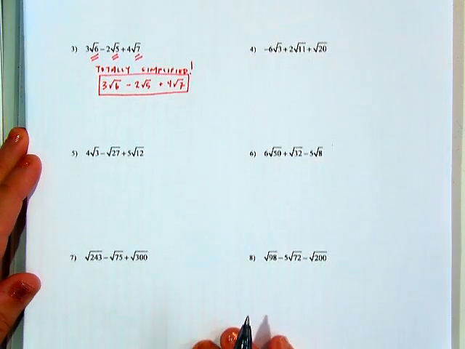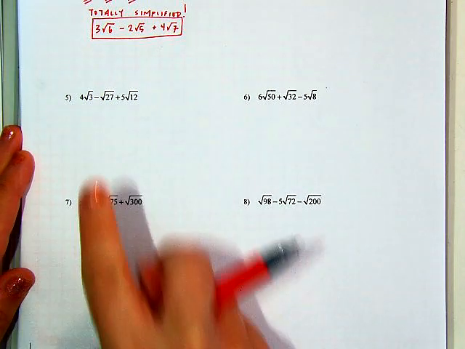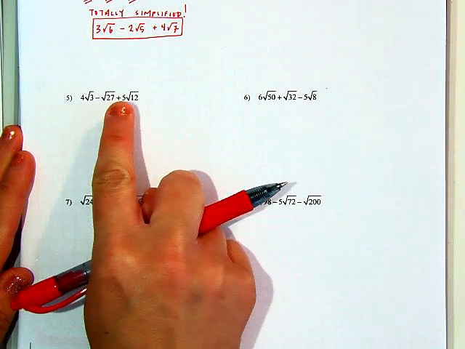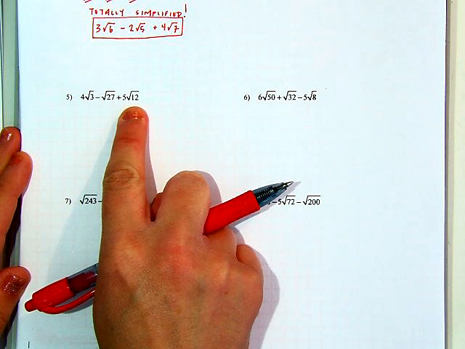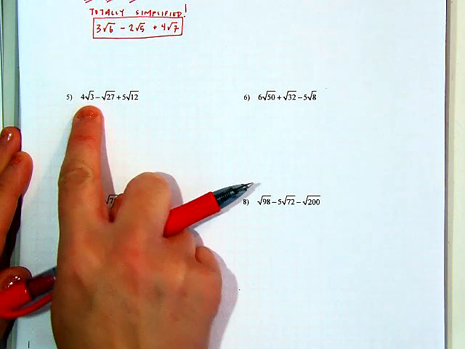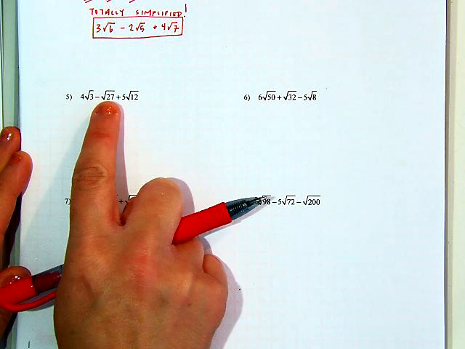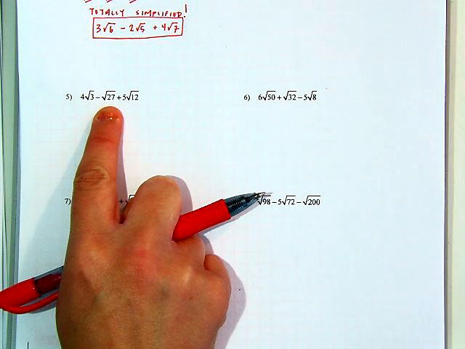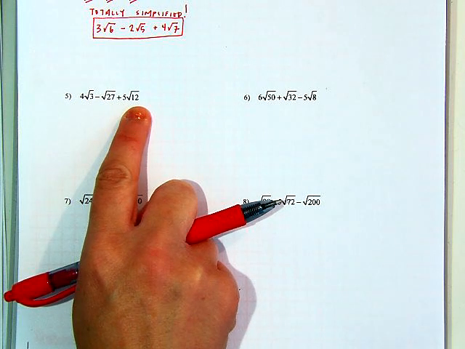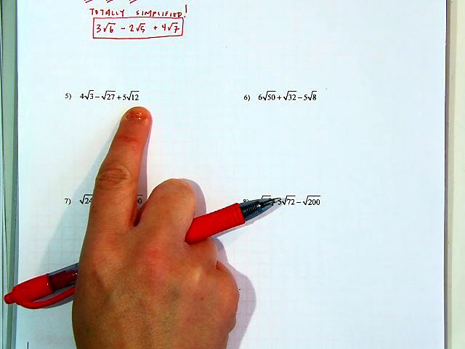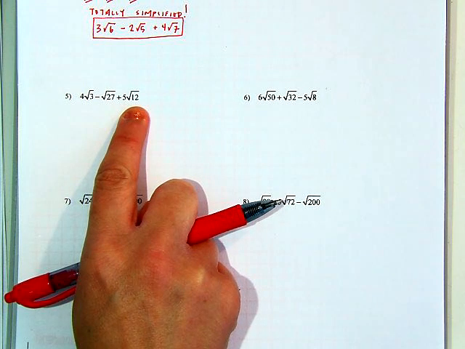All right, next up, problem 5. So at first glance here, I have 4 square root 3 minus the square root of 27 plus 5 square root 12. So these radicands, they don't match either, but what I am noticing is that that square root of 27, I can simplify that, so I should. And that square root of 12, I can simplify that, so I should. So let me go ahead and simplify these terms first and then reevaluate.